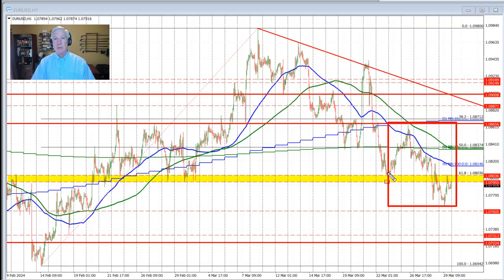At the end of last week, we came down and tested this swing area right through here, where we had a number of different swing lows forming this floor. And in videos at the beginning of last week, we talked about having to either get through that level on the downside or bounce off of that level and move higher.